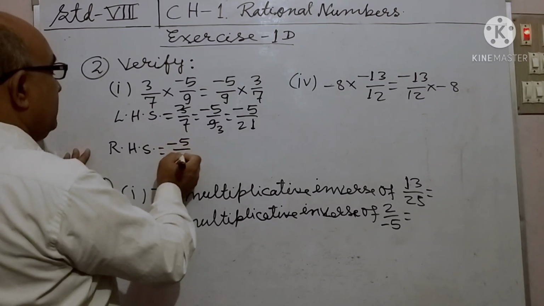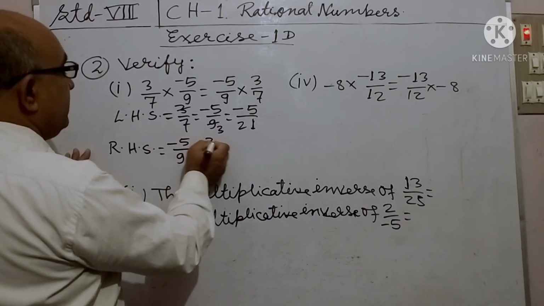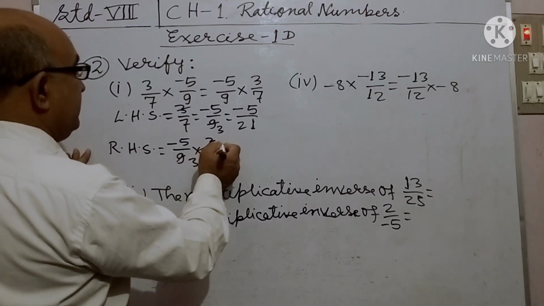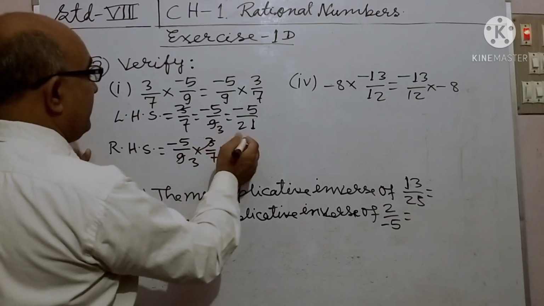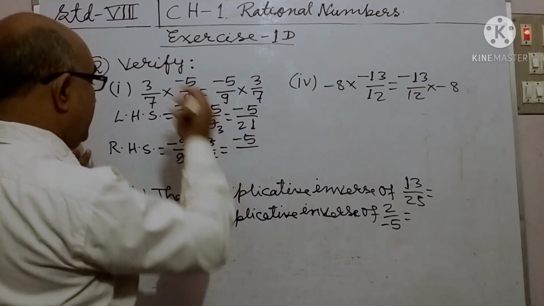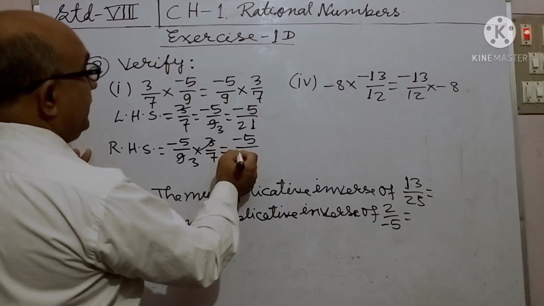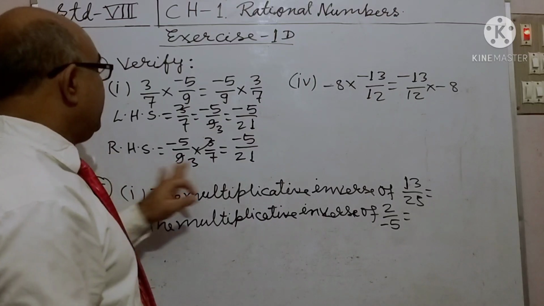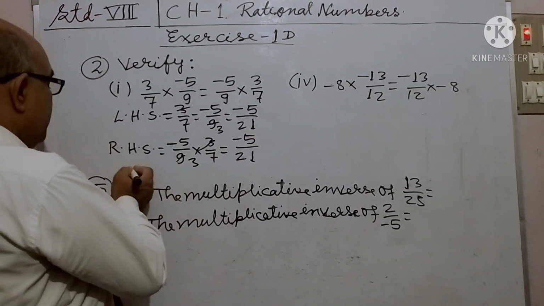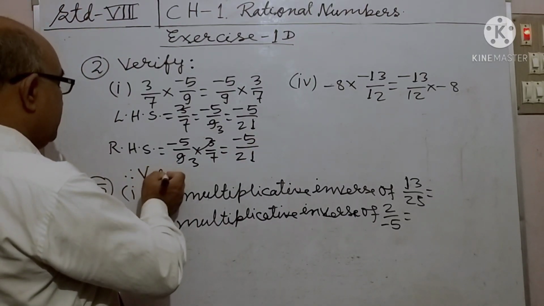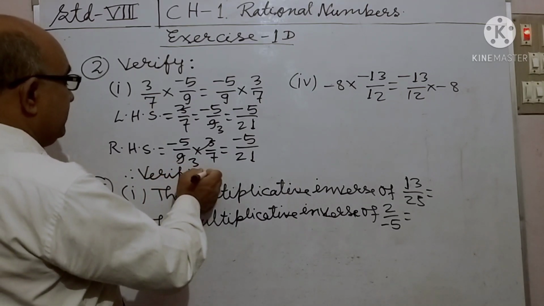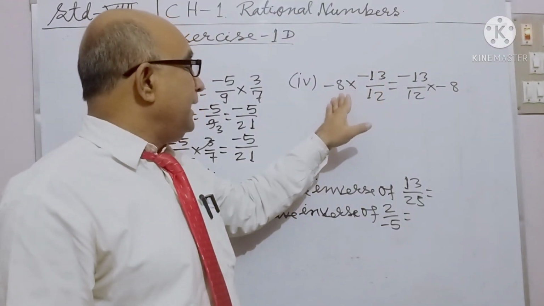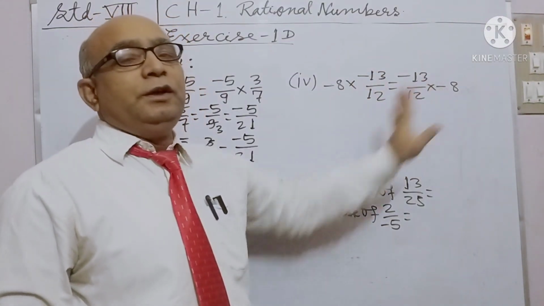minus 5 by 9 into 7 by 3. 3 threes are 9, equal to plus into minus, minus 5 by, 3 sevens are 21. Left hand side minus 5 by 21 and right hand side also minus 5 by 21. So therefore verified. And it also follows the commutative law: a by b into c by d equal to c by d into a by b.